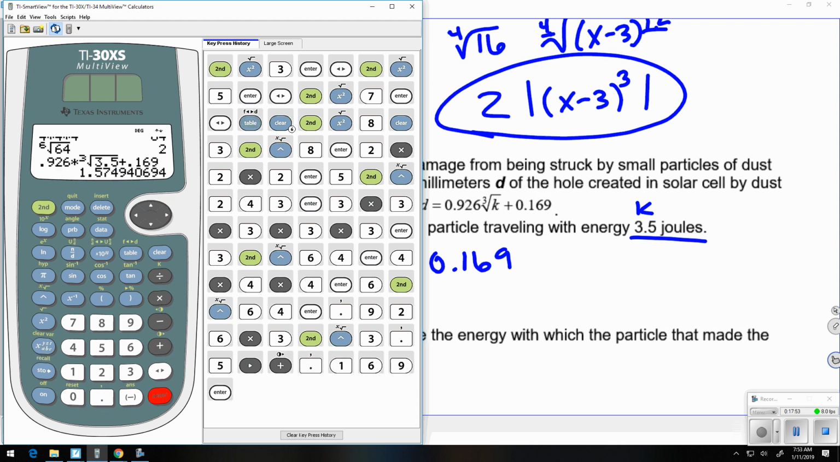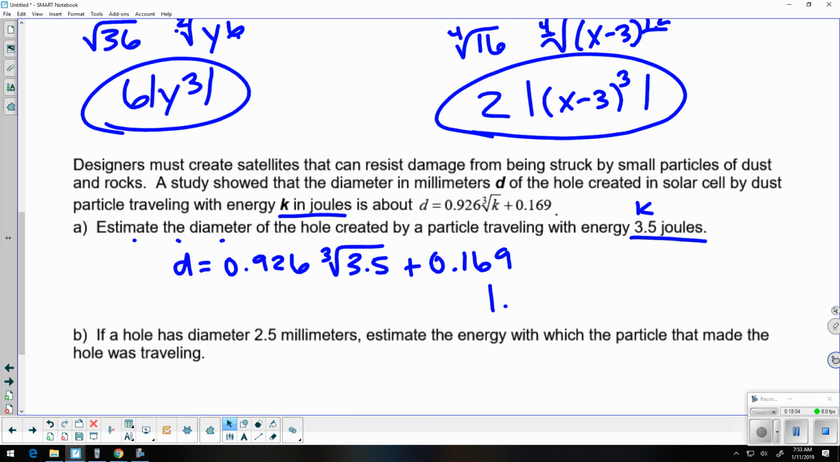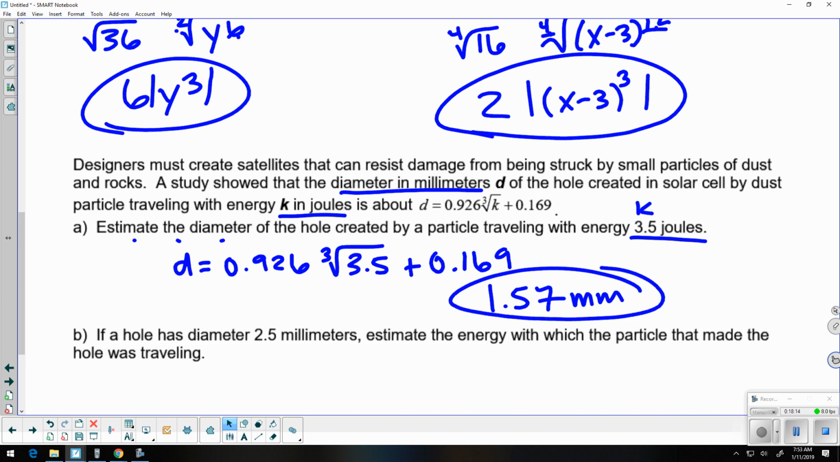So the answer comes out to about this. Again, they just want an approximation, they want us to estimate it. So I'll just do to the nearest hundredth. We'll say it's about 1.57. And again, this is the diameter, and diameter is in millimeters, it says right here. So it'll be 1.57 millimeters.